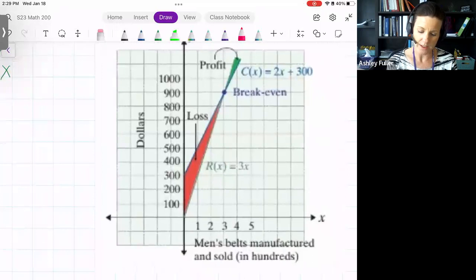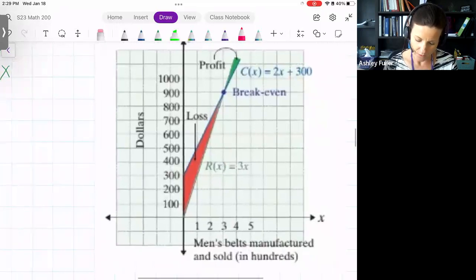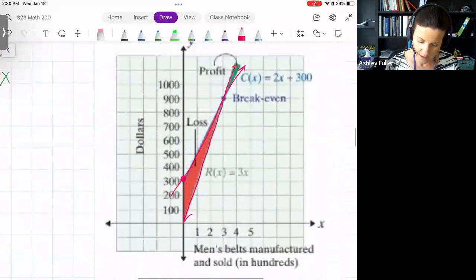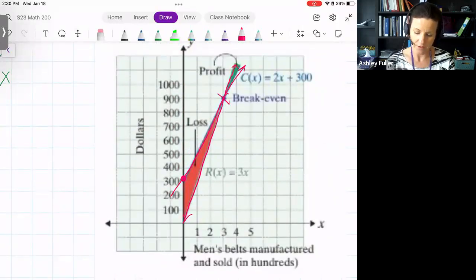If we look at these equations here, notice that we are plotting the revenue at 3X, and we are plotting the cost. Even if we make no belts, the cost is still $300, and the break-even point is right here when they make 300 belts. However, notice that this would show that the revenue is going to keep going up. But we know that at some point we run out of people to buy belts, or perhaps we can only make a certain number of belts a day in our company. So in other words, we have to have a model that more accurately depicts this situation.